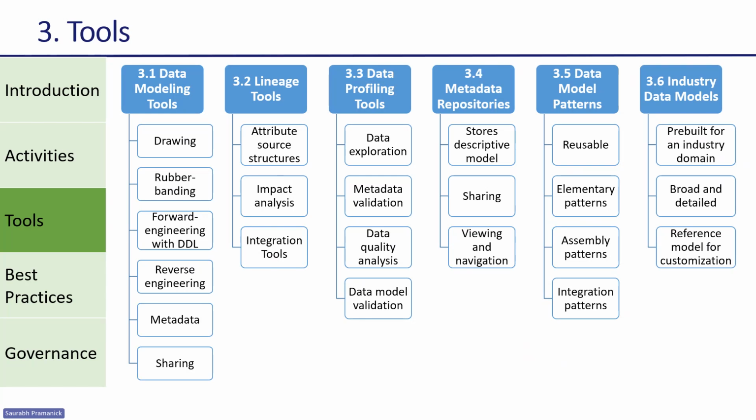Then you have data model patterns. These data model patterns help you identify what kind of relationships there are, whether it is one to one or one to many. These assembly patterns primarily help you understand the business associations with teams, assets, documents, and project organizations. They also provide you the integration patterns between them.